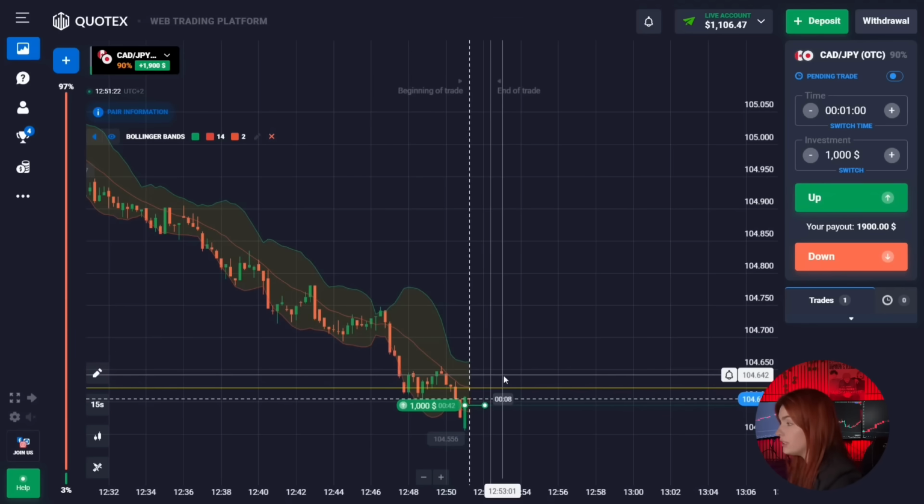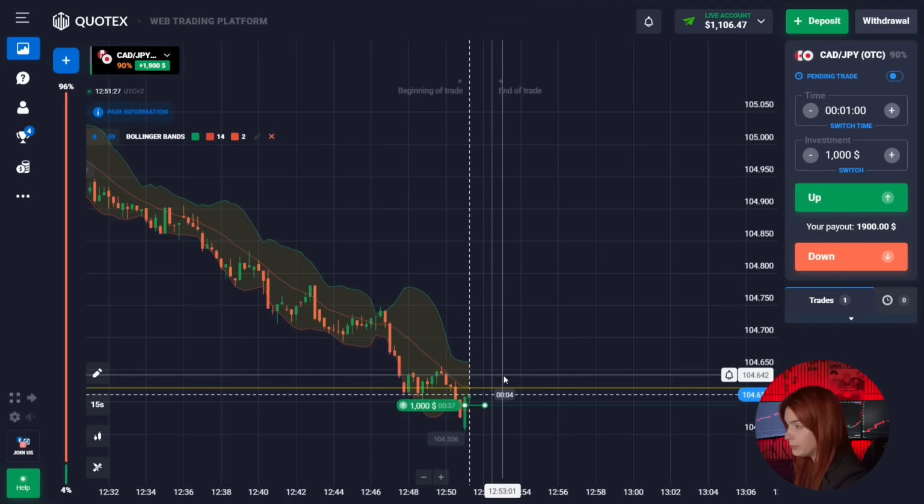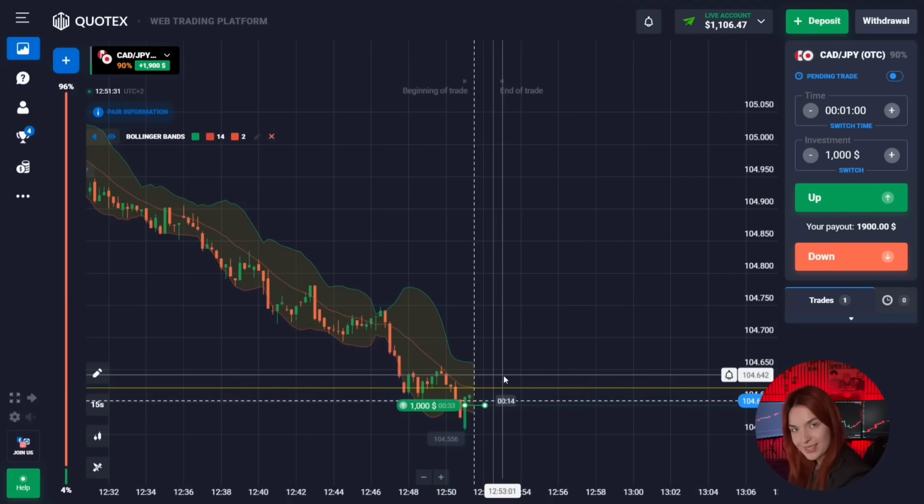That is, there will be a pullback in the opposite direction, guys. It is on this upward corrective movement that we'll try to make money here. So now let's wait for the result, my dear traders.